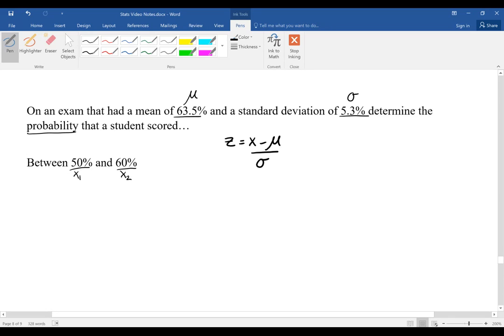So this is going to require my z-score table. First, let's actually find the z-scores. For my first one, I'm going to input my first x value of 50.